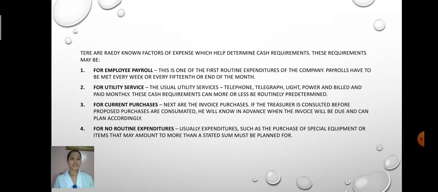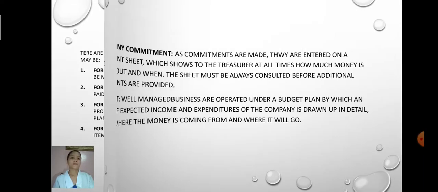3. For current purchases. Next are the invoice purchases. If the treasurer is consulted before proposed purchases are consummated, he will know in advance when the invoice will be due and can plan accordingly. 4. For non-routine expenditures. Usually expenditures such as the purchase of special equipment or items that may amount to more than a stated sum must be planned for.